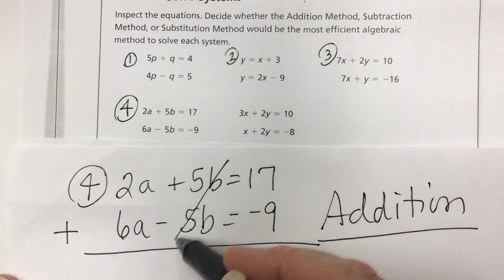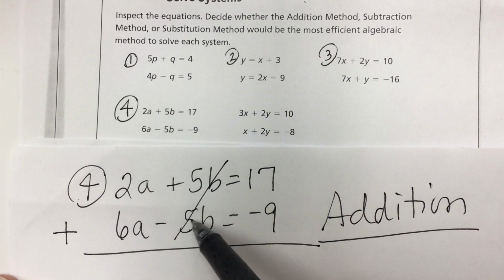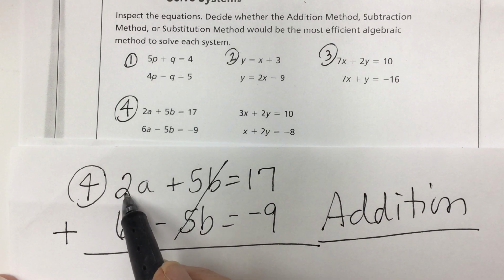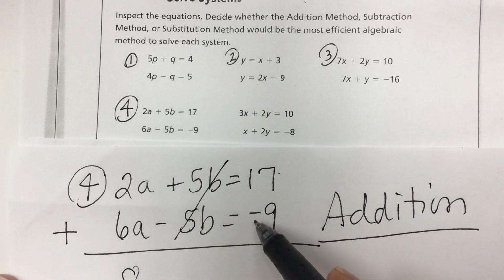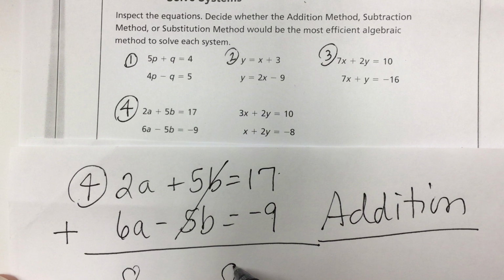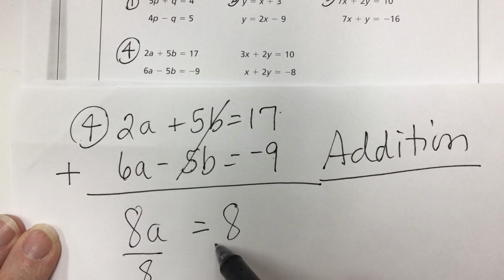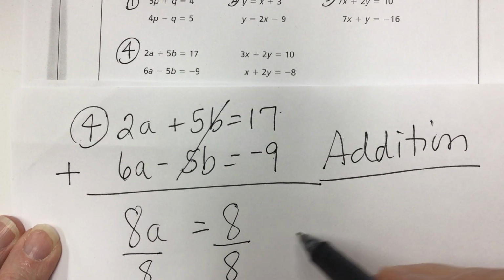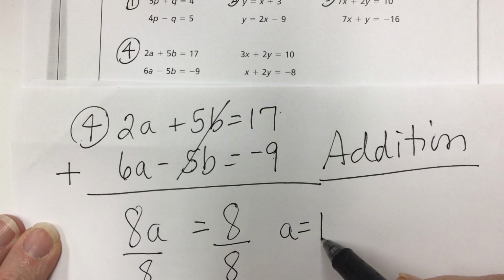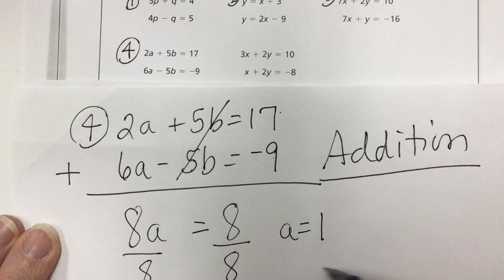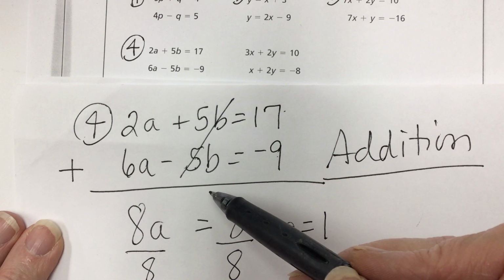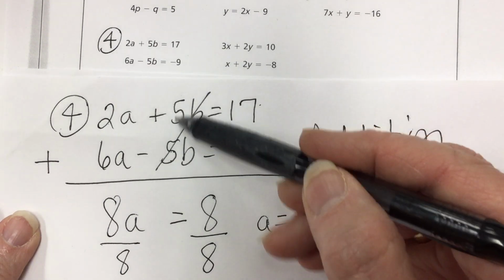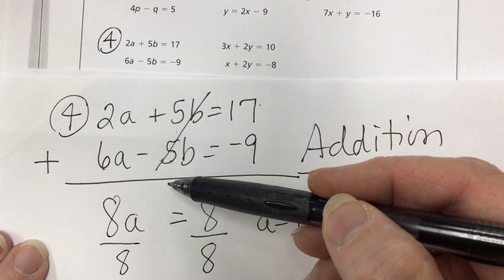When I add, the 5b's cancel because 5 minus 5 gives you 0, 0b gives you 0. So here I would add 2a plus 6a would be 8a equals 17 minus 9 gives you 8. So I could easily solve for a by dividing both sides by 8, and therefore a would equal 1. To find b, I would go back and substitute a back into either one of the original equations. But the best method was the addition method because these two are opposites of one another.